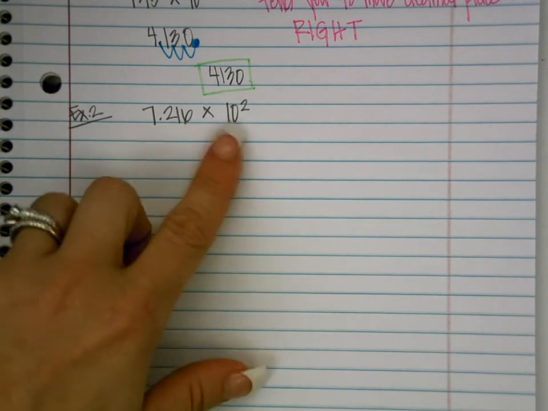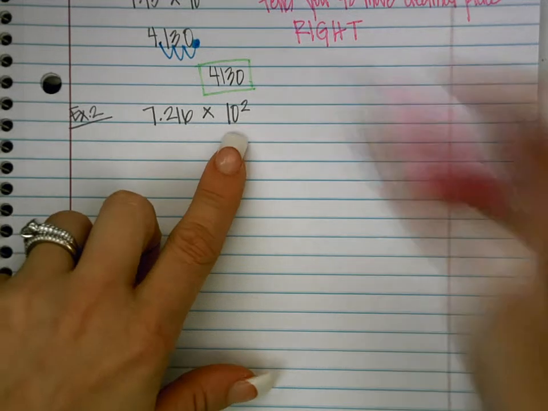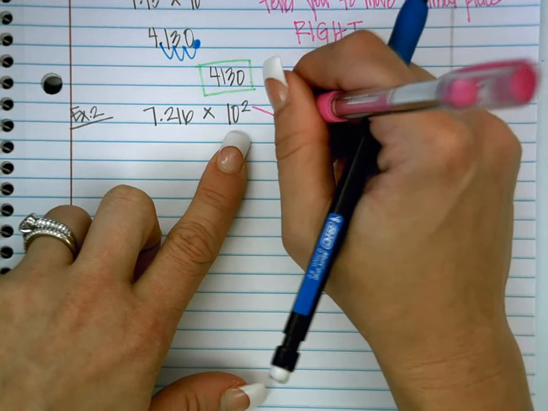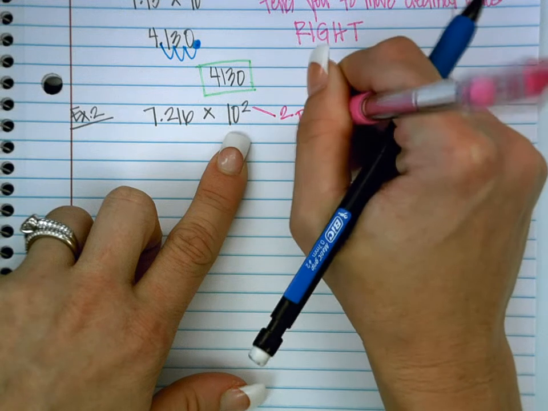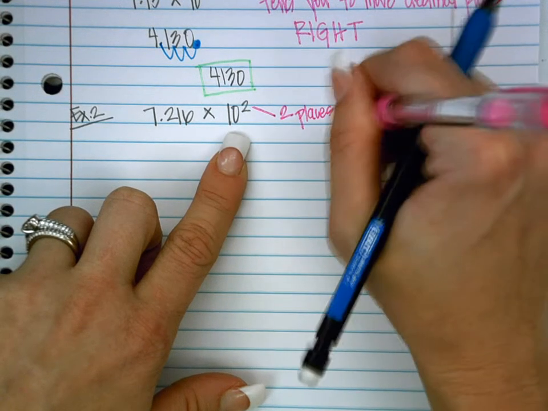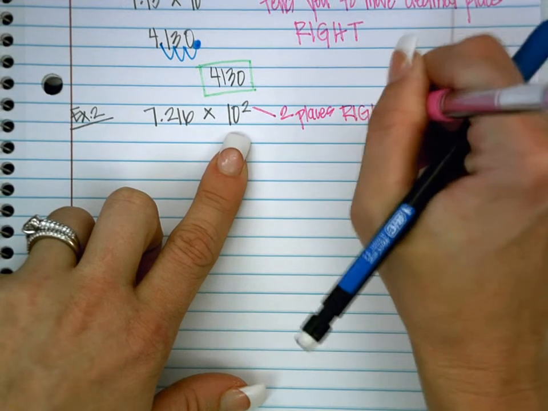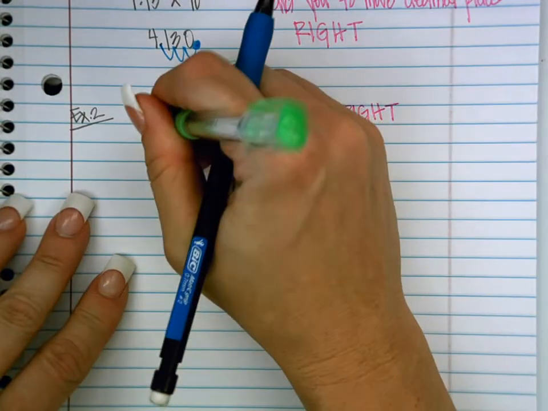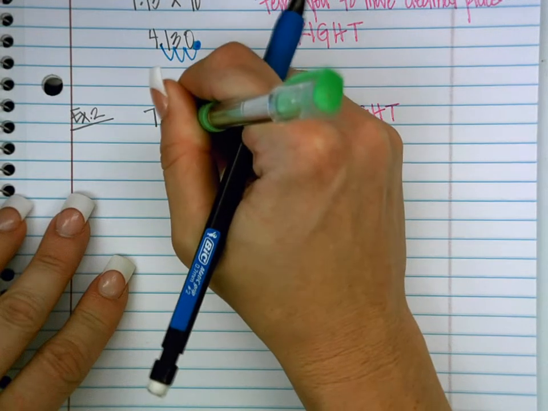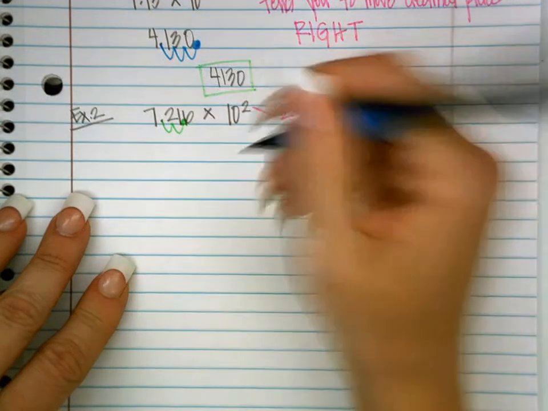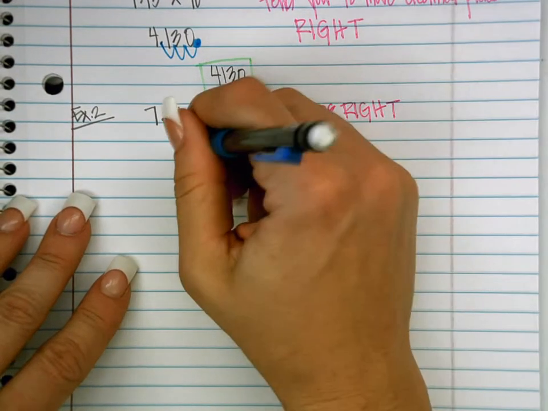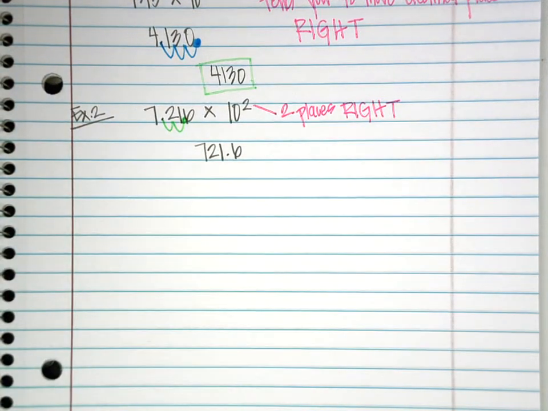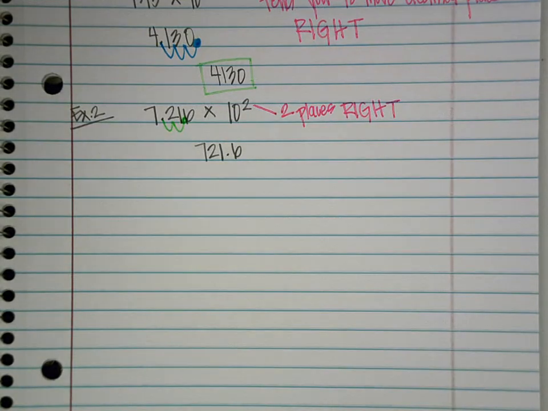So, this one, since it's a positive number, this tells you how many spaces am I going to move? 2 places. In which direction? Right. Okay, so 2 spaces to the right. If I move over 2 spaces to the right from where it is, I'm going to put in a giant decimal place. My actual answer would be what? 721.6. There you go. It really is that simple.